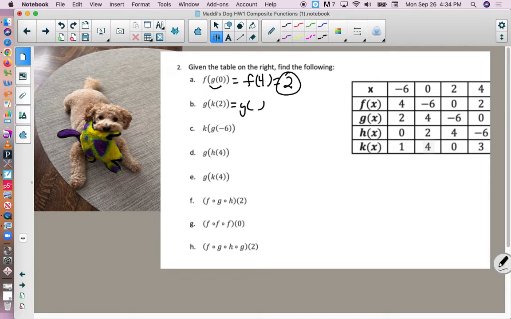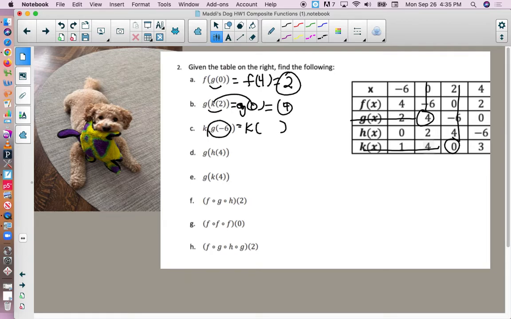So I need g of, let's go find k of 2. If I had an equation, I would have to find k of 2, but somebody's already done the work for me. So I'm going to have k of 2 is 0. So I know the answer to that. k of 2 is 0. And now I've got to find g of 0. g of 0 is 4. Again, I encourage you to try some of these on your own.